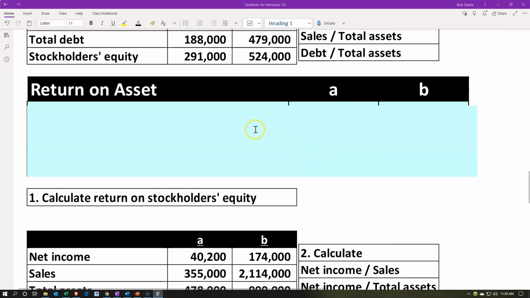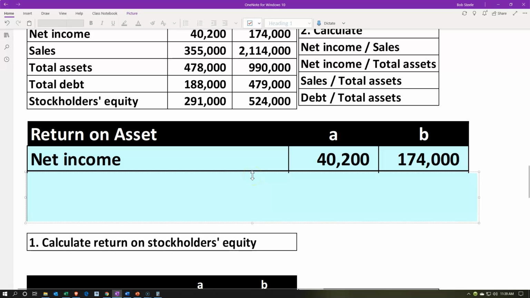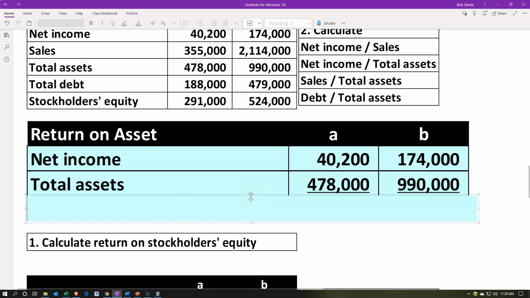Then we look at the return on assets. The return on assets is calculated as the net income, a performance number on the income statement, compared to the total assets, a balance sheet item.